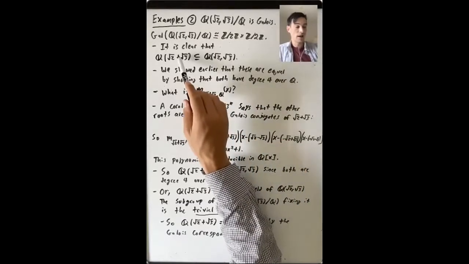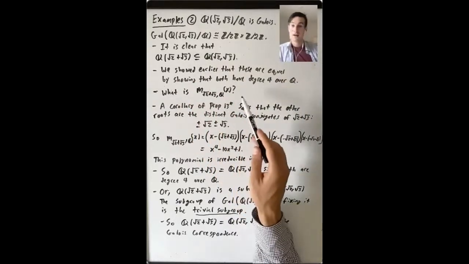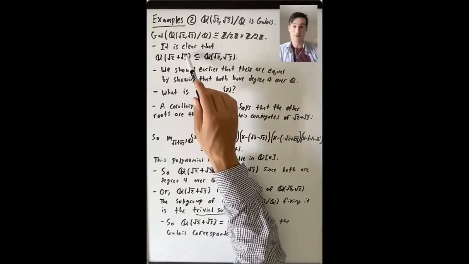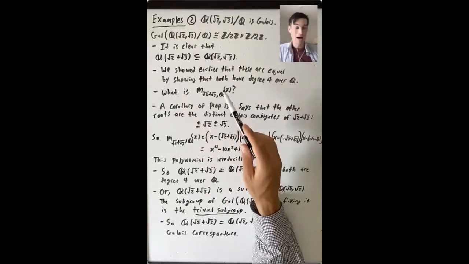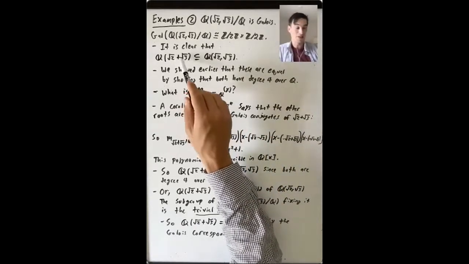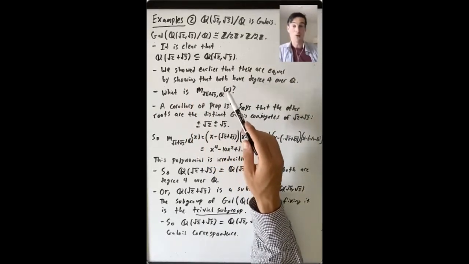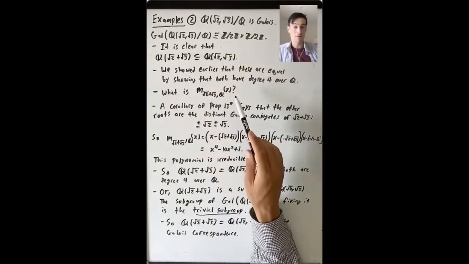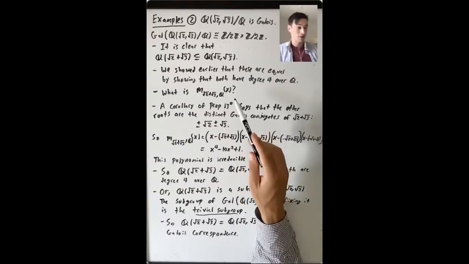How did we show that Q adjoin square root of 2 plus square root of 3 was degree 4 over Q? That comes down to asking, what is the degree of the minimal polynomial of square root of 2 plus square root of 3 over Q? So we had to find a monic irreducible polynomial satisfied by square root of 2 plus square root of 3. We could write down a quartic polynomial satisfied by it, but then we had to argue that it actually was irreducible. Okay. We now have some additional tools at our disposal.